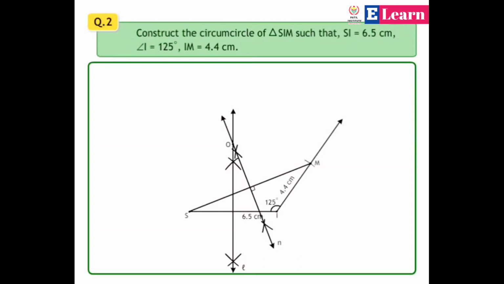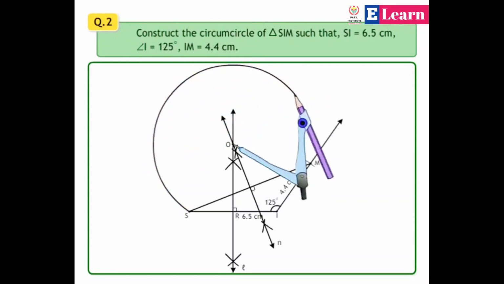Let the point of intersection of side SI be R. Now take OS as radius and O as center. Draw a circle touching the vertices of the triangle SIM. This is the circumcircle of the triangle SIM.